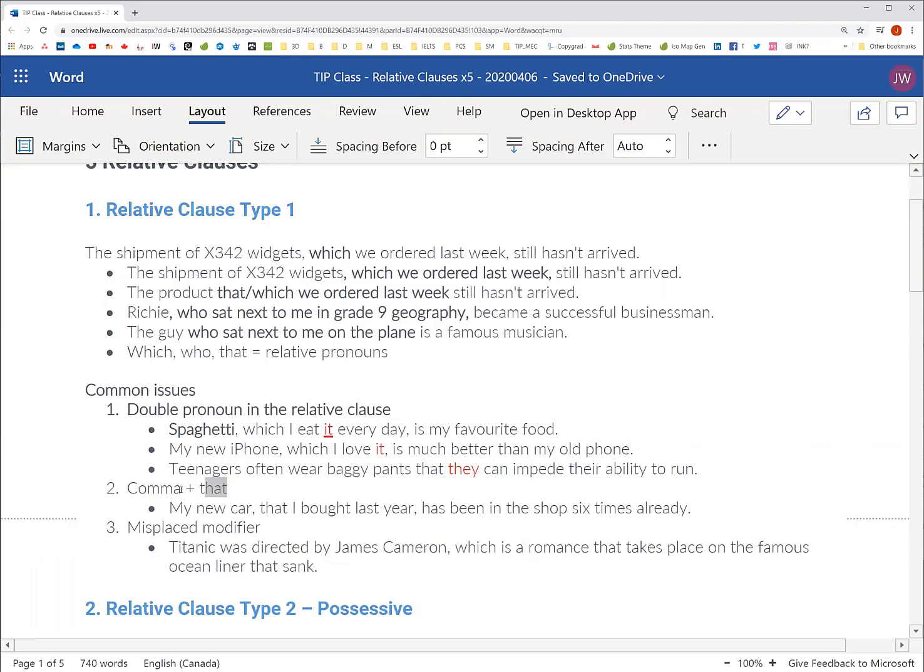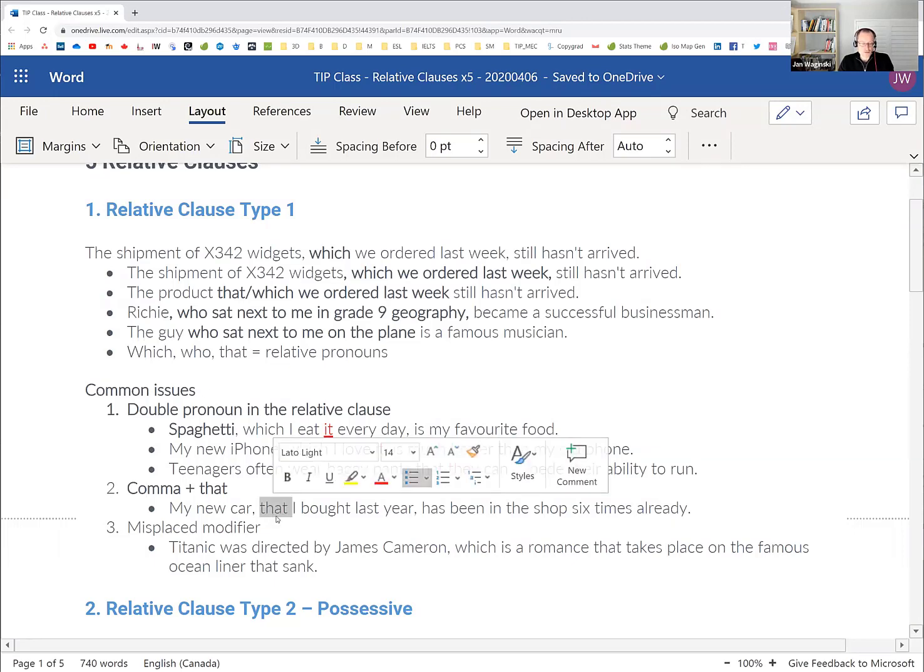Comma plus that is the next issue. So here, my new car, that I bought last year has been in the shop 6 times already. Here, this should be which. Don't use comma and that.